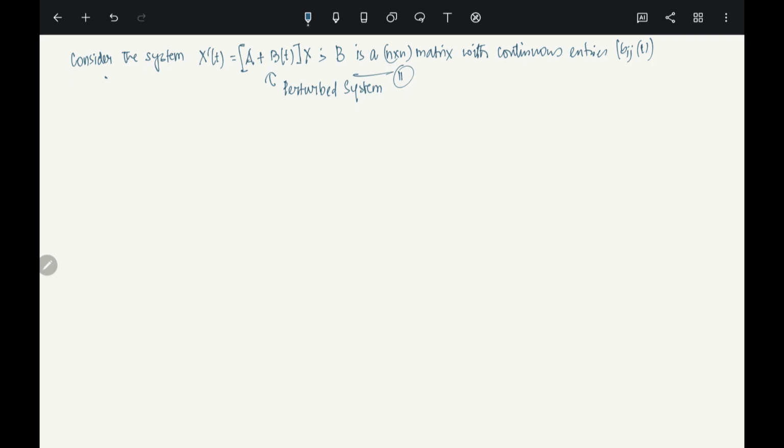The first thing is that we want to find sufficient conditions on B(t) so that all solutions of 2 remain bounded. I am not putting any initial data, which is why I am writing all solutions. If there is initial data, then you will have a unique solution.